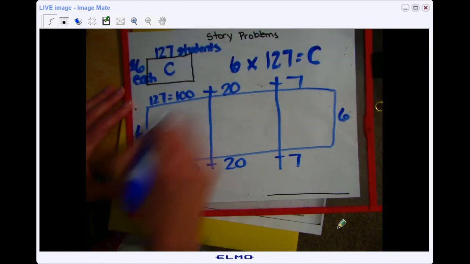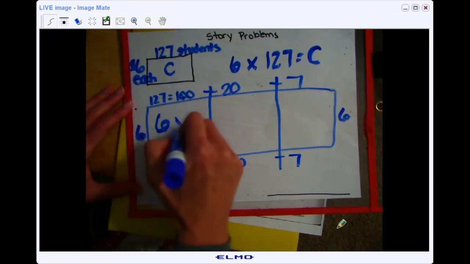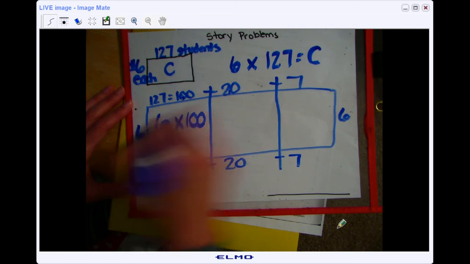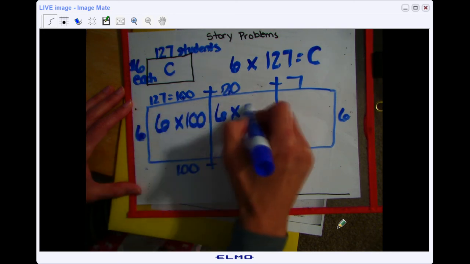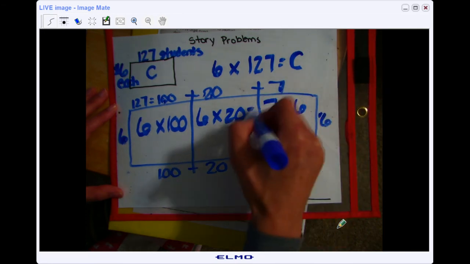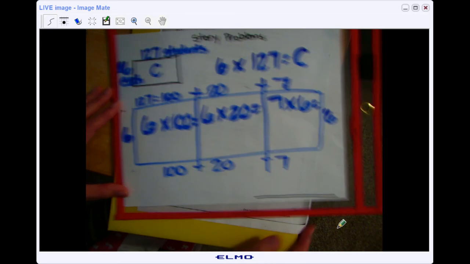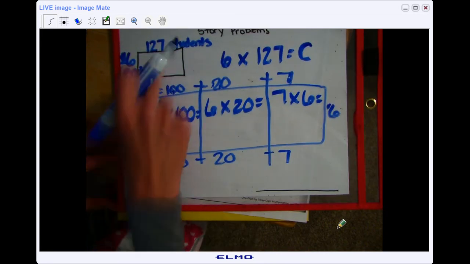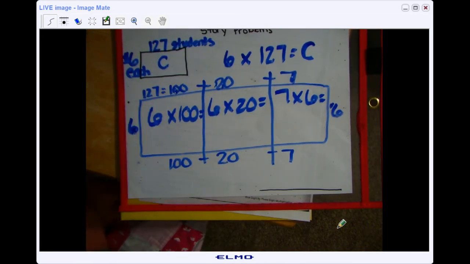And I'm going to touch my equations and write them. 6 times 100, 6 times 20, 7 times 6. Notice how important it is for me to touch them so that I get the right numbers down. All right, notice I have two rectangles here. Let's talk about that for a second. If you're doing your own method, stop for a second and look here.